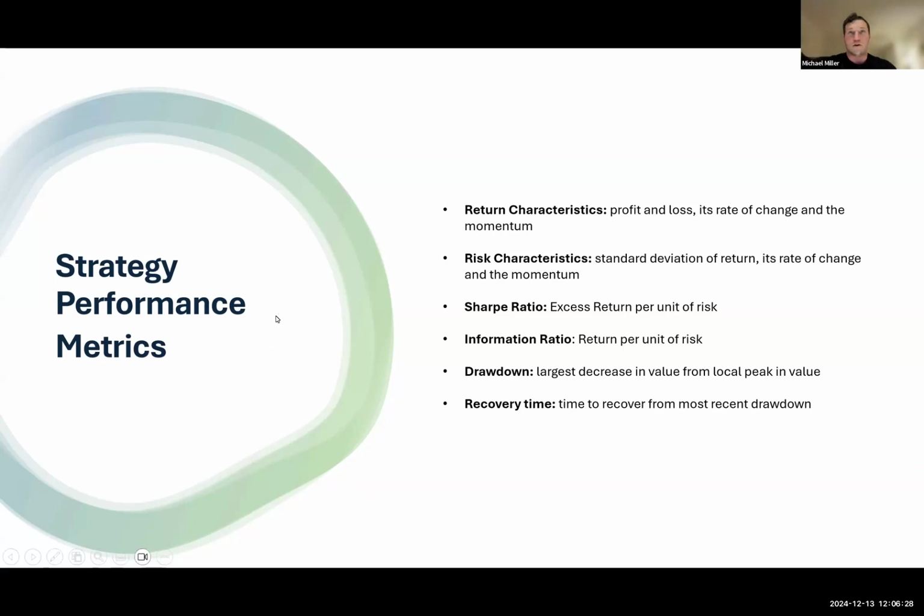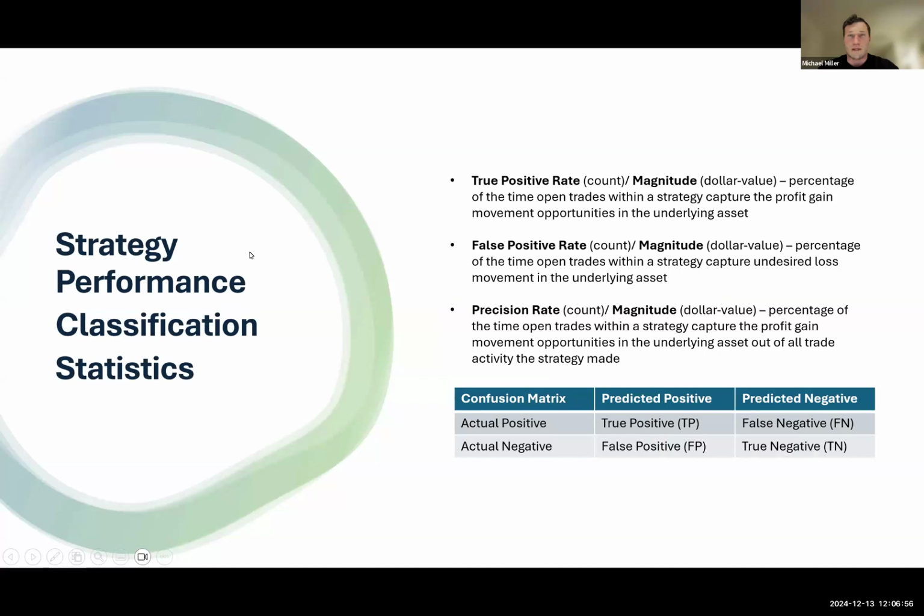So here we have our first features, strategy performance metrics, typical Sharpe ratio, information ratio, drawdown recovery time, and your risk characteristics, such as the standard deviation of returns and momentum. When training and testing, we looked through nearly a dozen machine learning models to understand which models perform best.